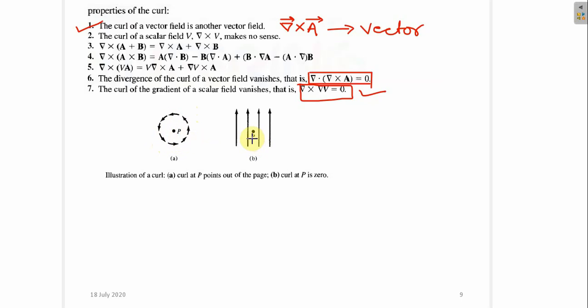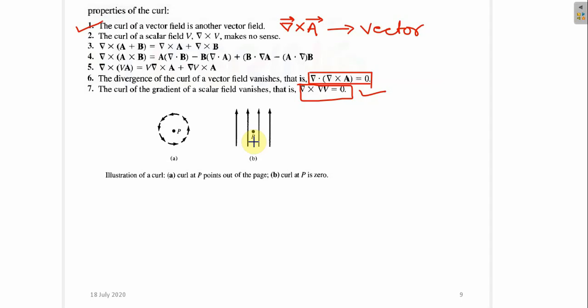And at point P in figure B, the curl is 0 because there is no circulation at all. In the definition of curl, it is clearly defined that it should have circulation along that point. So that's why this vector field has 0 curl in figure B.